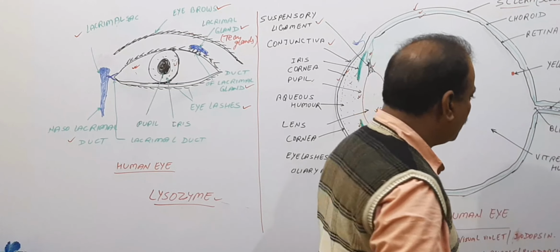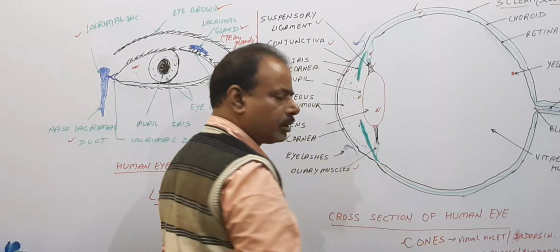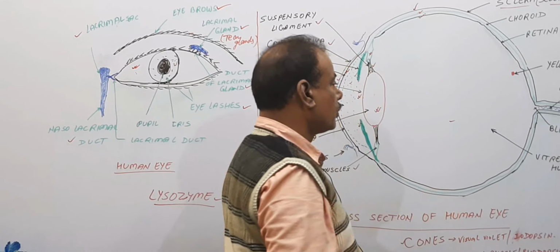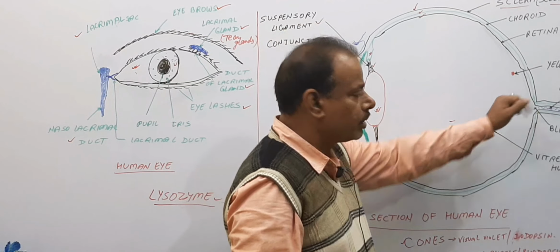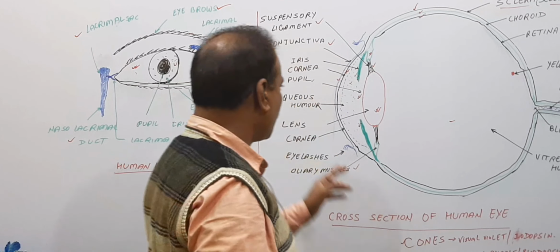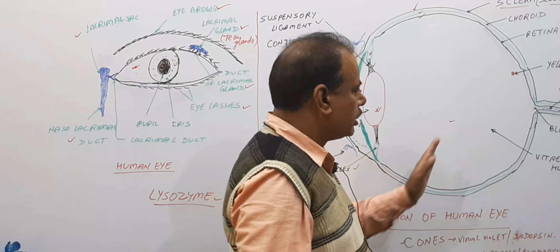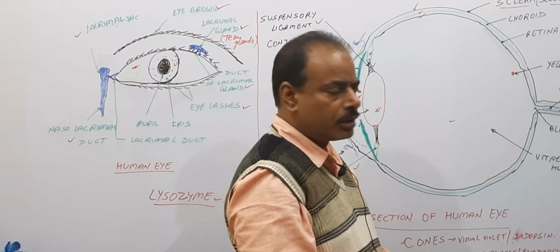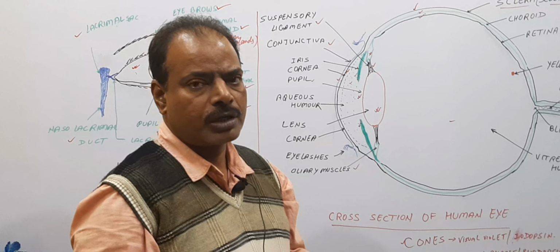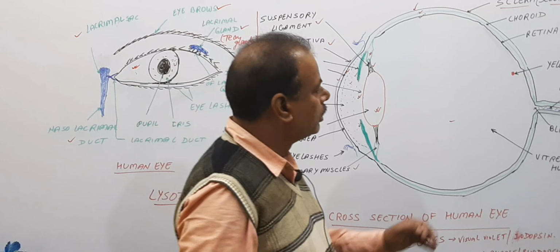So, optic nerve. Now this structure, which is the bulkiest part of our eyeball, is the vitreous chamber. The vitreous chamber is located between the lens and the retina, and it contains vitreous humor, which is denser than aqueous humor. Here aqueous humor is present. Vitreous humor is denser than aqueous humor, and it again reflects the light. But the most important function of vitreous humor is that it maintains the shape of the eyeball.